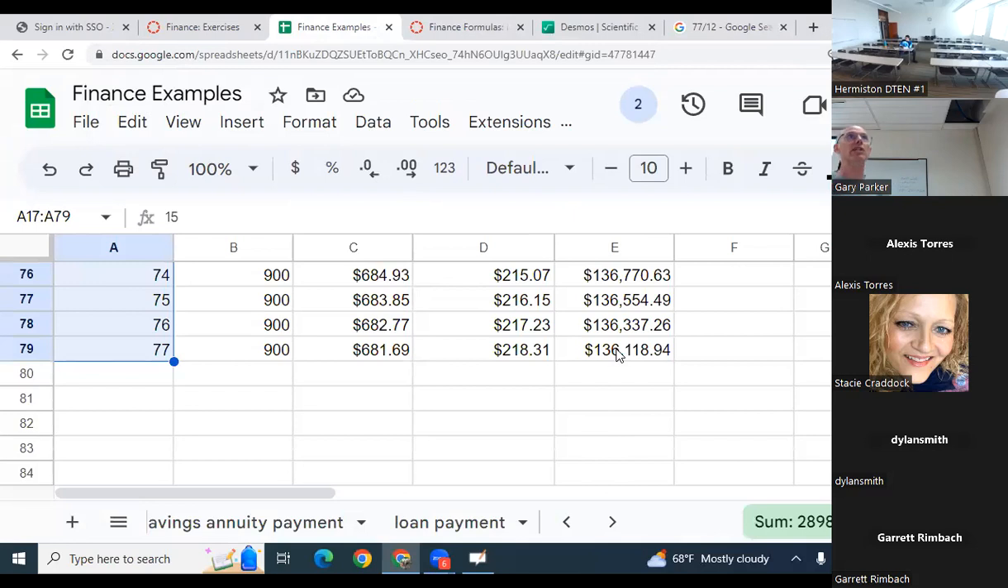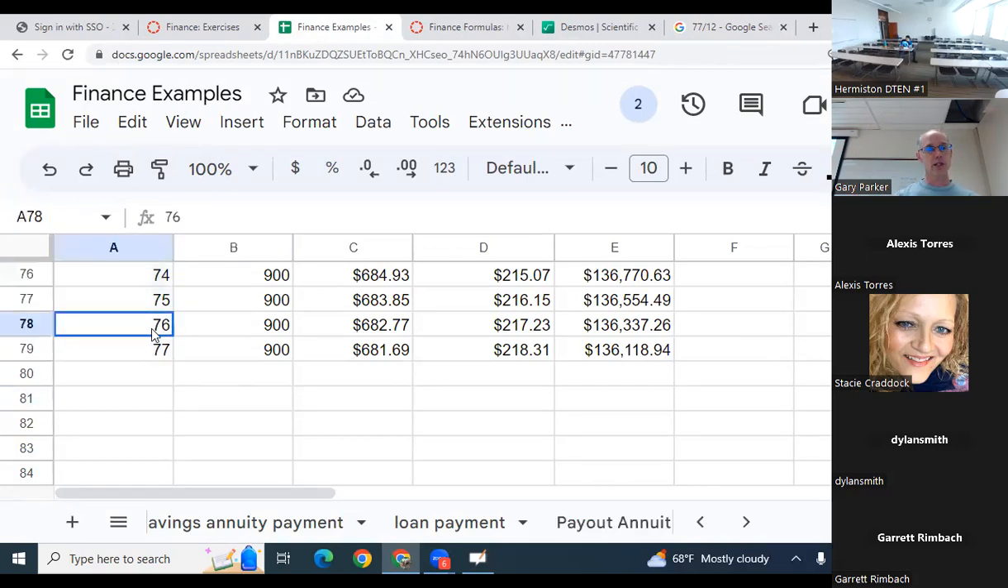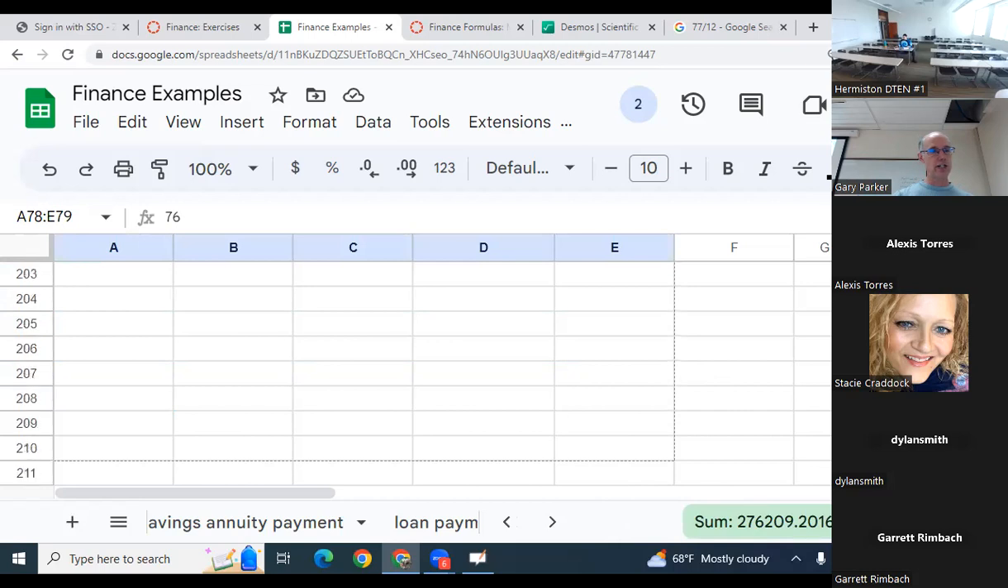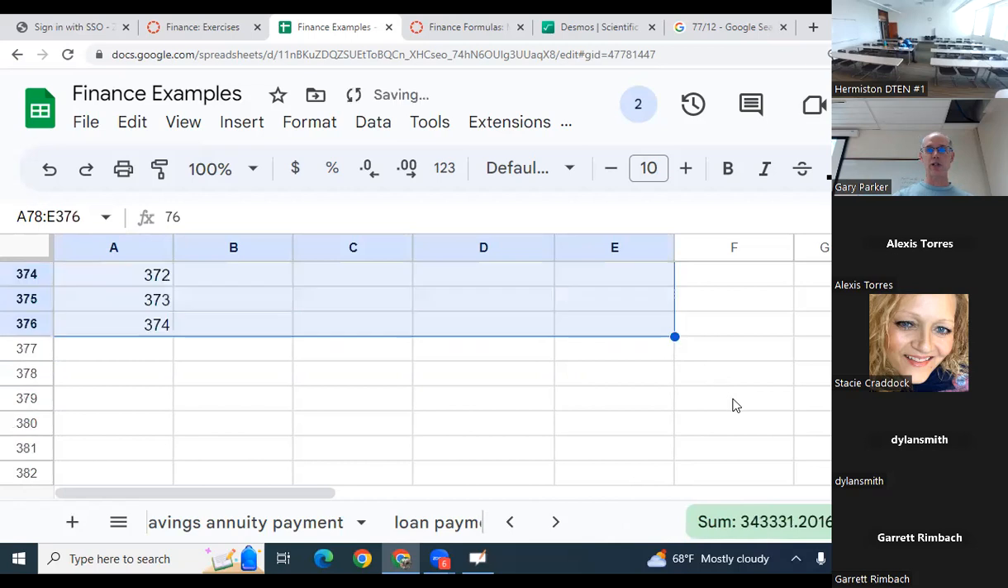Okay, how many years was this loan for? 30. 30 times 12 is 360. I've got to show 360 months. Let's see what happens. I'm going to fill down here because I want the numbers to fill too. So we're going to take this to the 360th row. And when we get there, we should have 0.